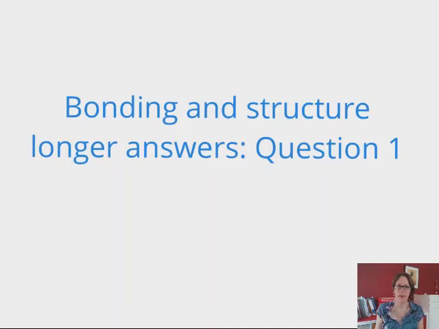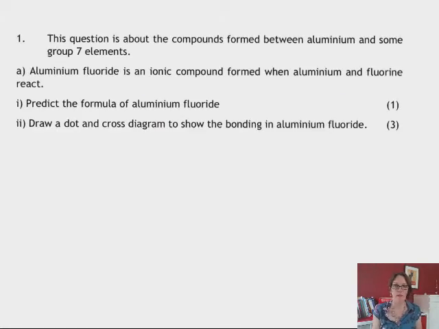In this video, we're going to look at question 1 from the slightly longer bonding and structure questions. Make sure you've had a go before we go through it. So we've got some questions about aluminium compounds, and the first bit is we're told aluminium fluoride is ionic.